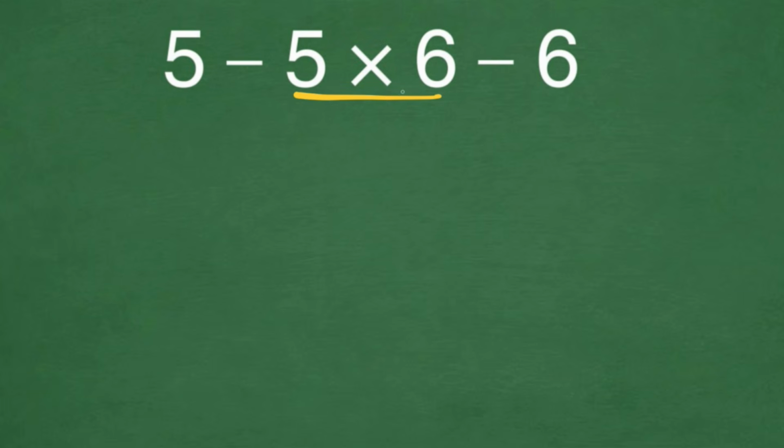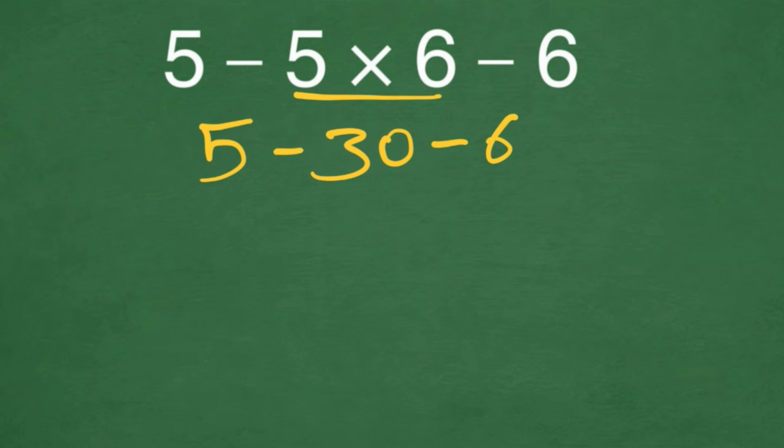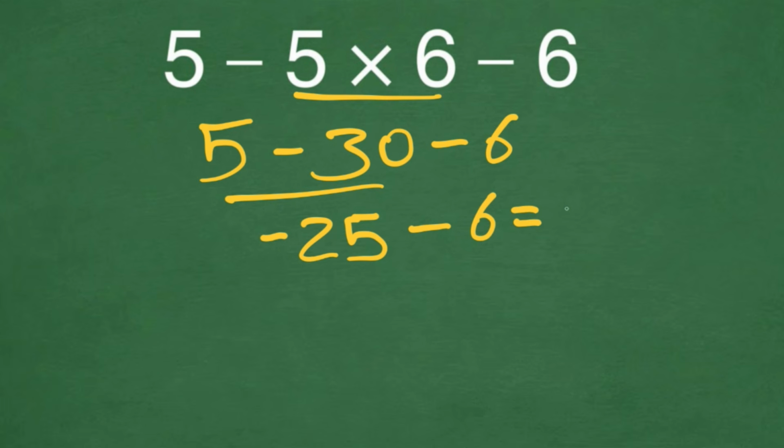So 5 times 6 is the first thing to solve, and 5 times 6 is 30. And 5 minus 30 minus 6 is going to be the next equation. And 5 minus 30 gives us negative 25. And negative 25 minus 6 is equal to negative 31. So the final answer to this question is negative 31.